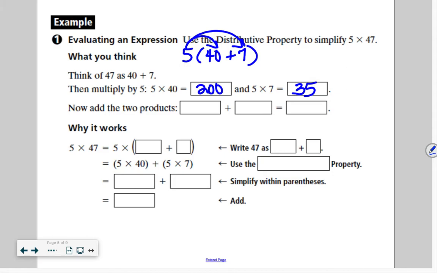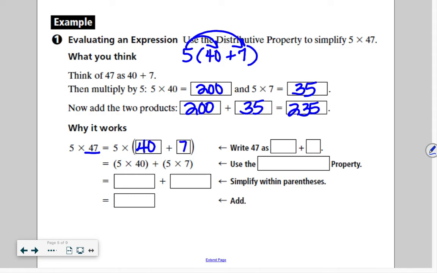Now you're going to add those together. 200 plus 35 is going to equal 235. Next shows why it works. Really just goes through the same thing that I just did. So we're taking the number 47 and we're taking it apart and calling it 40 plus 7.